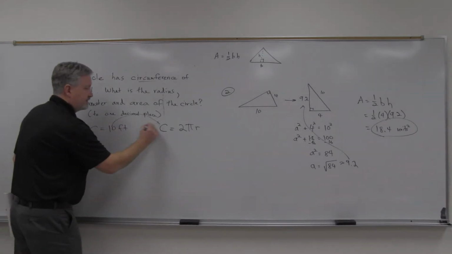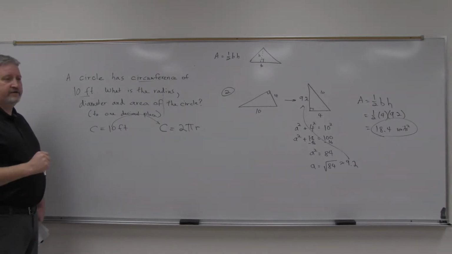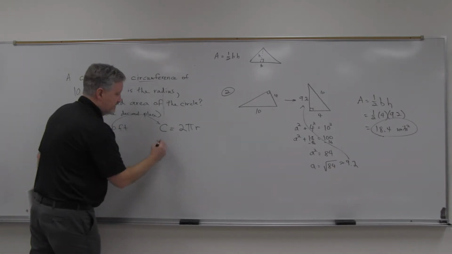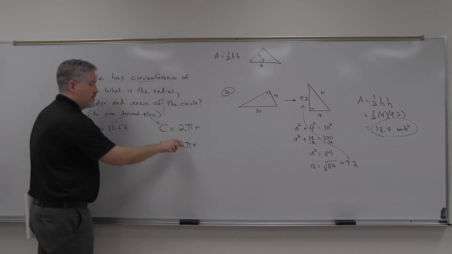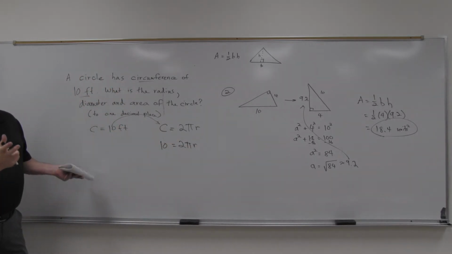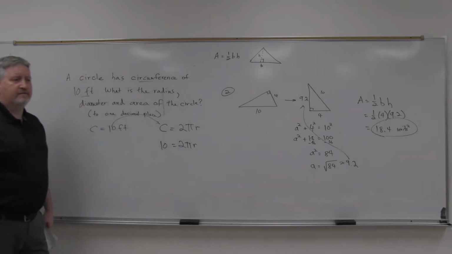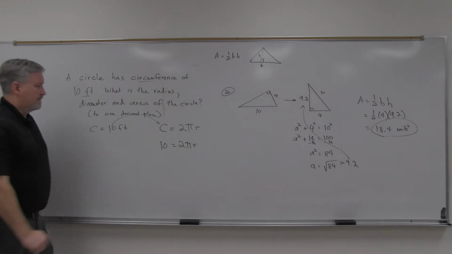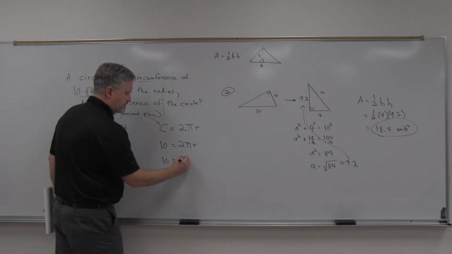Let's just do a little math problem here. I know that the C is 10 here, so I've got 10 equals 2 pi r. And again, you can use the pi button and you get a slightly different answer, but I know that I can use 3.14 for pi to approximate it.